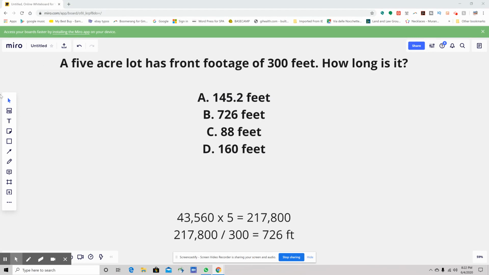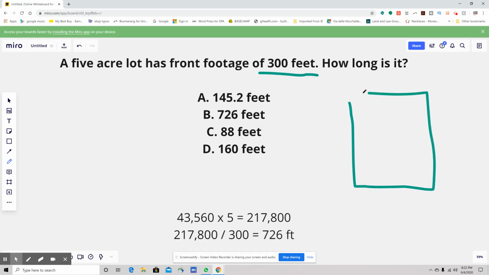We're doing some math tonight, so let's take a look at the question. It's a short one, and let's jump into how we're going to solve it. A 5-acre lot has a front footage of 300 feet. How long is it? Well, what do we know about front footage?